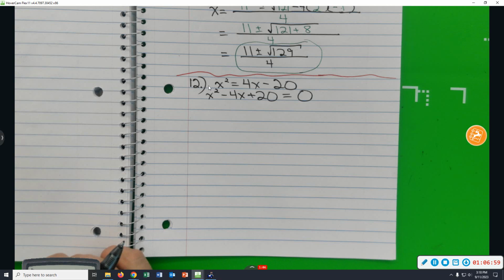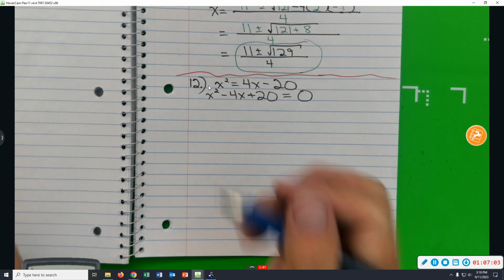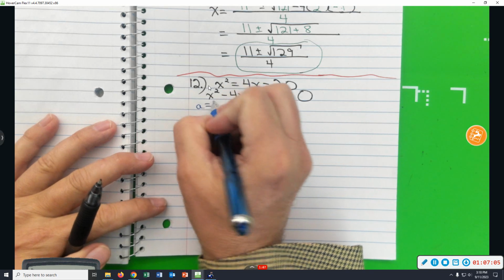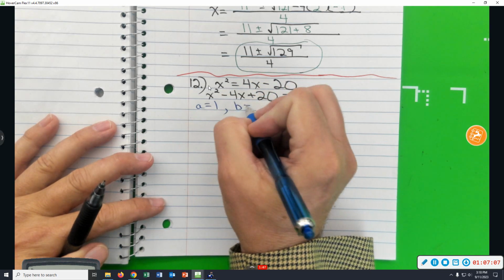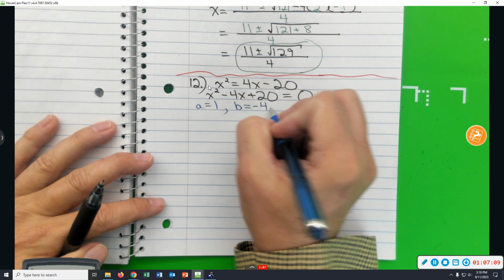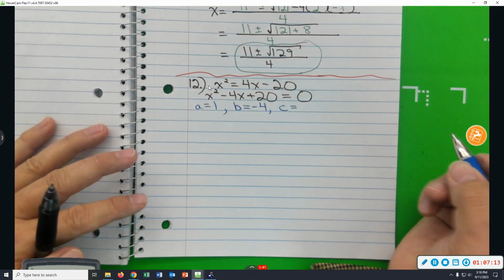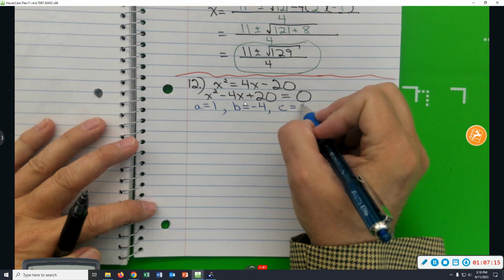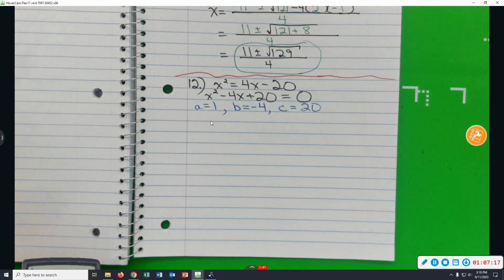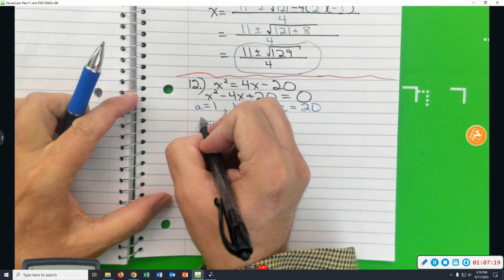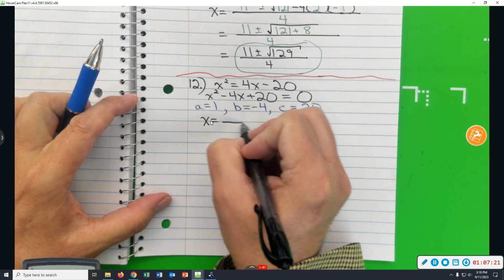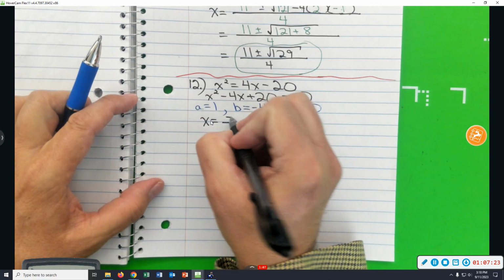And now let's identify our A, B, and C values. A is 1. B, -4. Good. Y'all got the hang of taking that sign real fast. Okay, C, +20. So, rewrite the quadratic formula.